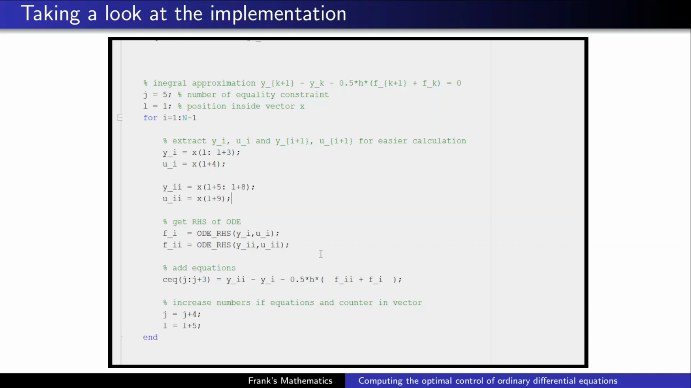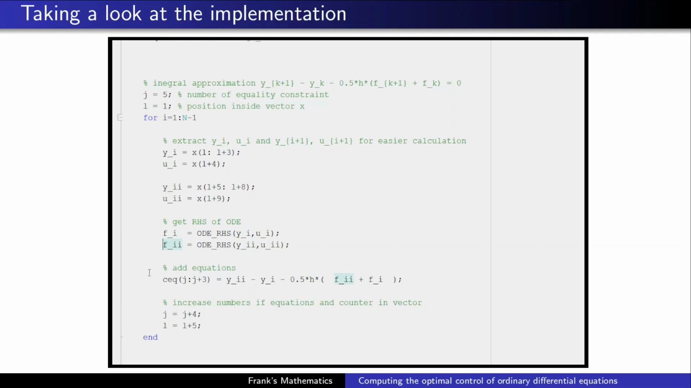For easier access, I also wrote a function called ODE right-hand side, which contains 2 arguments, y and u, so state and control, which is exactly the function we just established a couple of slides before. If we plug in y at point k and at point k plus 1, we get fk and fk plus 1 respectively, which are denoted with fi and fii.